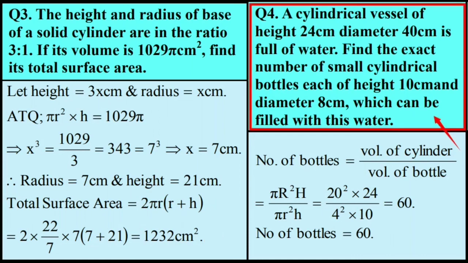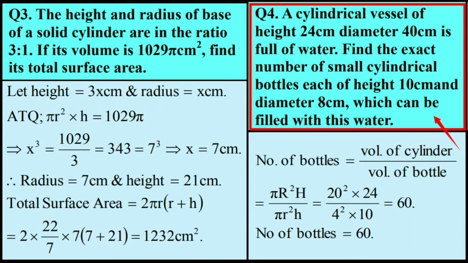Let's take another question. Question number 4. It says, a cylindrical vessel of height 24 centimeter and diameter 40 centimeter is full of water. Find the exact number of small cylindrical bottles, each of height 10 centimeter and diameter 8 centimeter, which can be filled with this water.